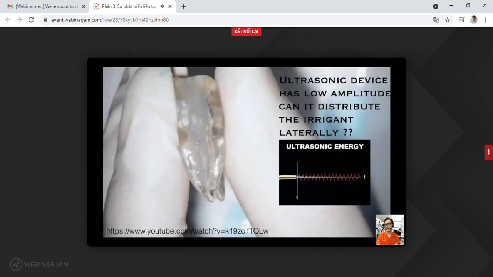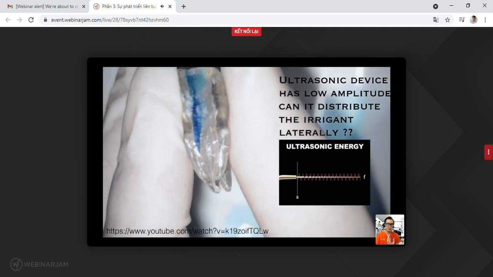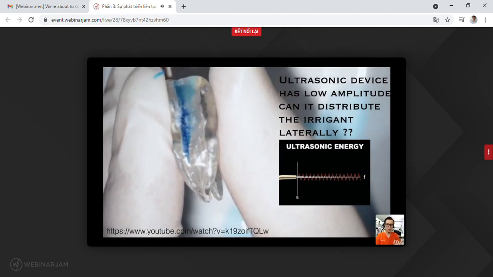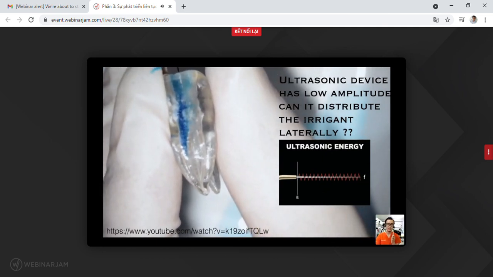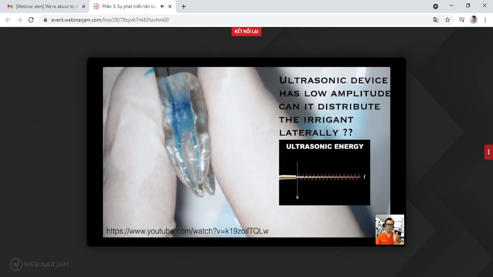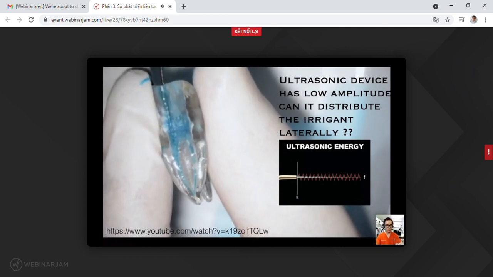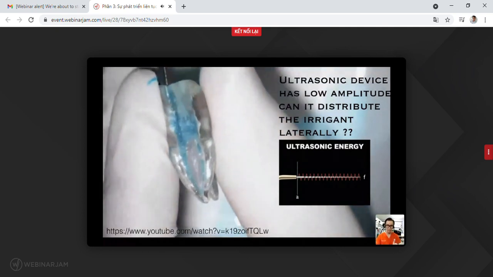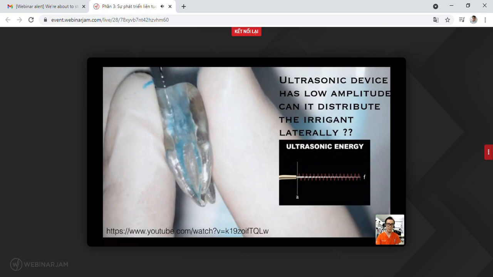And how about the flow of irrigation materials inside root canals? From our eyes, we may not be able to see that the ultrasonic device is moving, but it is capable of delivering the solution towards the anatomical structures inside the root canal system. That is why if you say that the ultrasonic device may not be able to deliver it, you are wrong. An ultrasonic device can deliver the root canal irrigant towards anatomical structures that cannot be seen by our eyes.